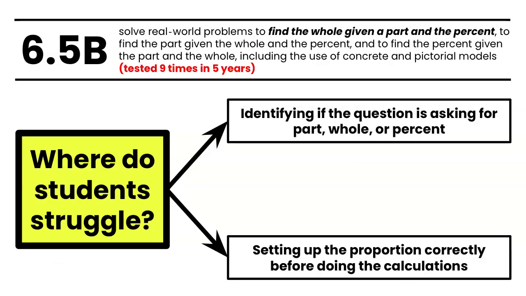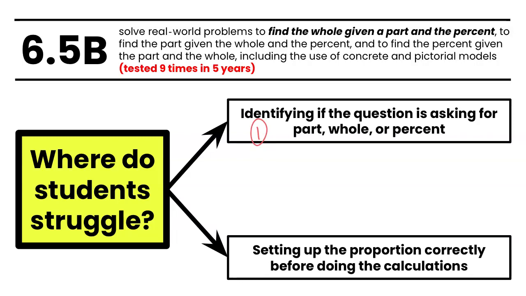So as I've mentioned already through the video, where do students struggle with this concept? It's really in 2 areas. The first is identifying if the question is asking for the part or the whole or the percent, and then if they are able to correctly identify what's being asked for, then being able to set up the proportion correctly before doing the calculations. I'm going to talk in the next slide about a resource that we have that will help with the first struggle here.